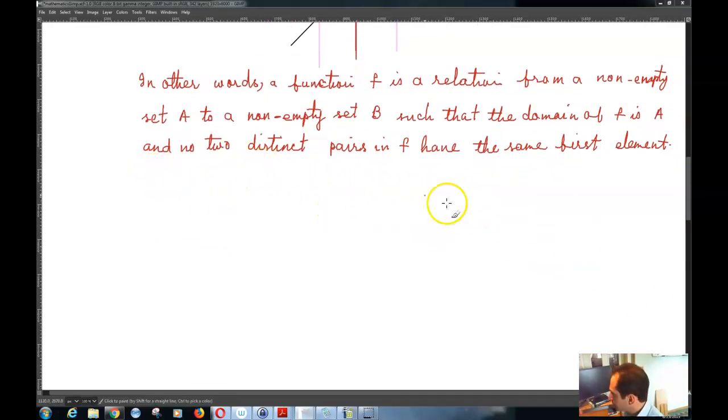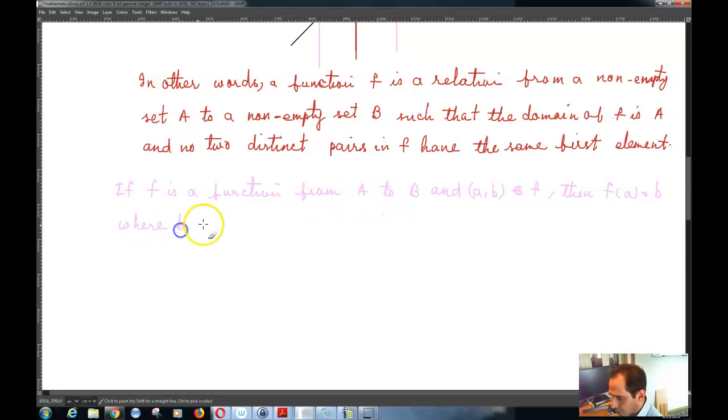So then we can say that if f is a function from A to B and (a, b) belongs to f, meaning that this ordered pair is a part of f, then technically we say that f of a is equal to b, where b is the image of a under f.